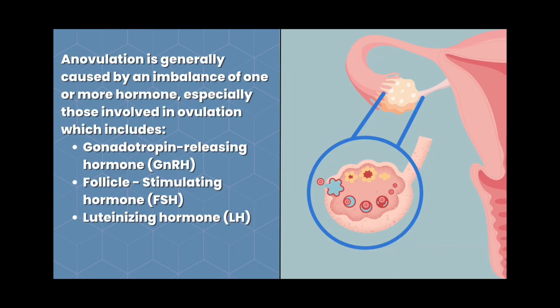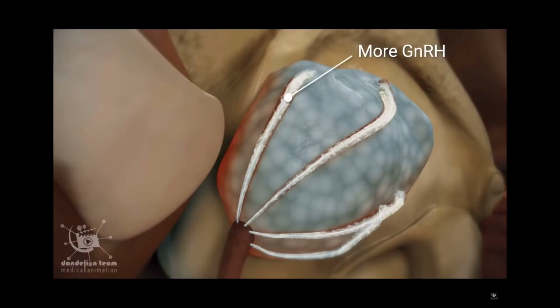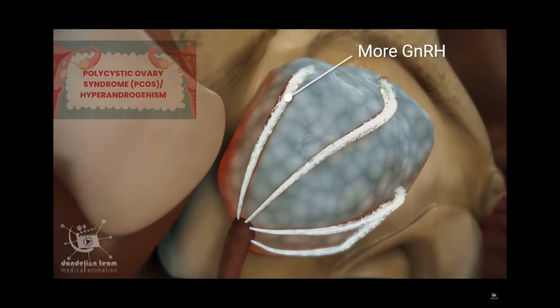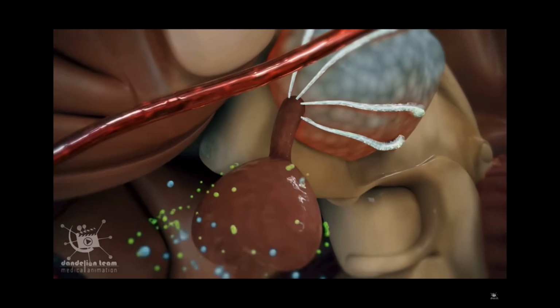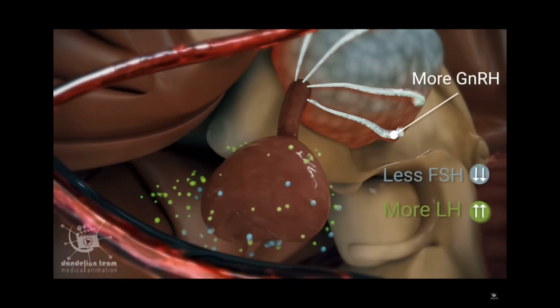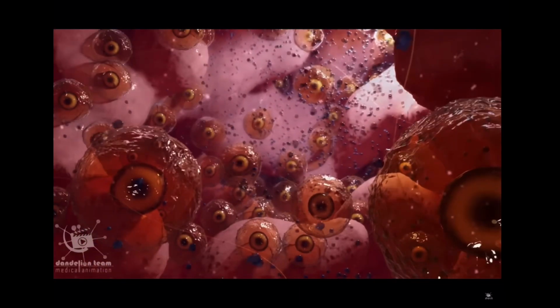Factors contributing to anovulation. Anovulation is generally caused by an imbalance of one or more hormones, especially those involved in ovulation, which include gonadotropin-releasing hormone, follicle-stimulating hormone, and luteinizing hormone. Hyperandrogenism occurs when a person with ovaries has higher than normal levels of androgen hormone in their blood, due to the increase of GnRH level.